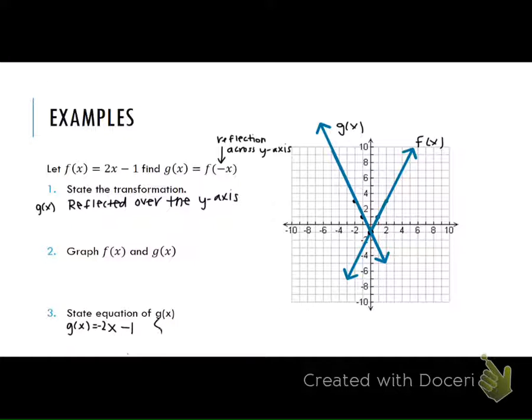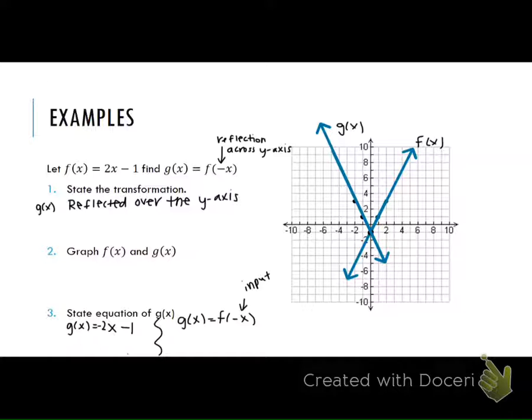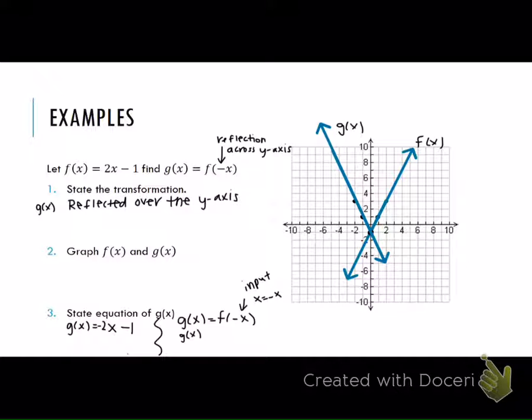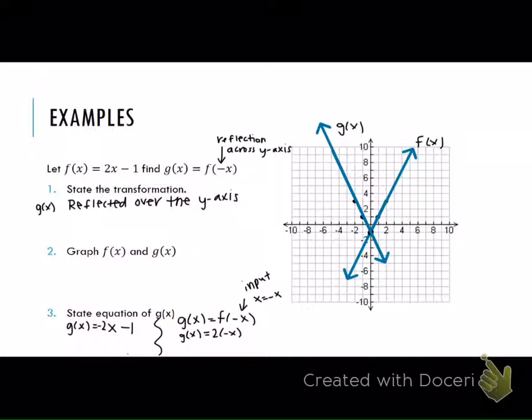And then again, we know g of x is equal to f of negative x, which is an input. So that means we are replacing x with negative x. Okay? So in the original function, we have an x here. So where we see x, we're replacing it with negative x. So that would be -2x minus 1. Is that the same thing we got here? Okay. One more slide and then your homework.